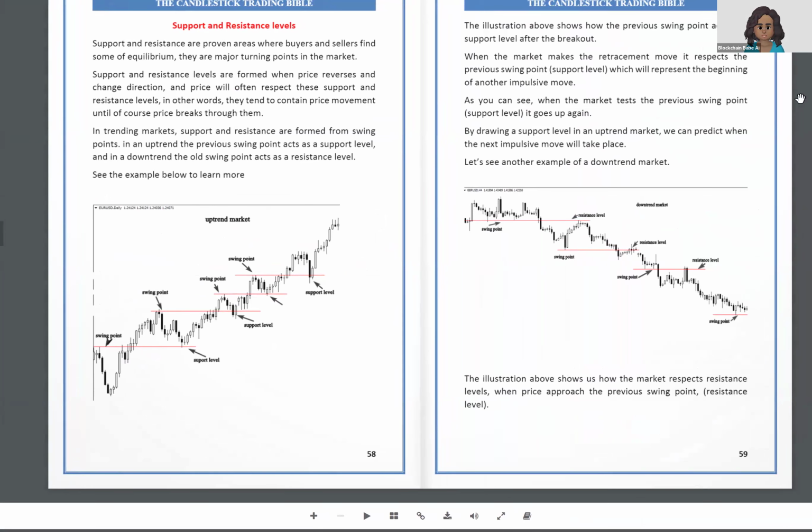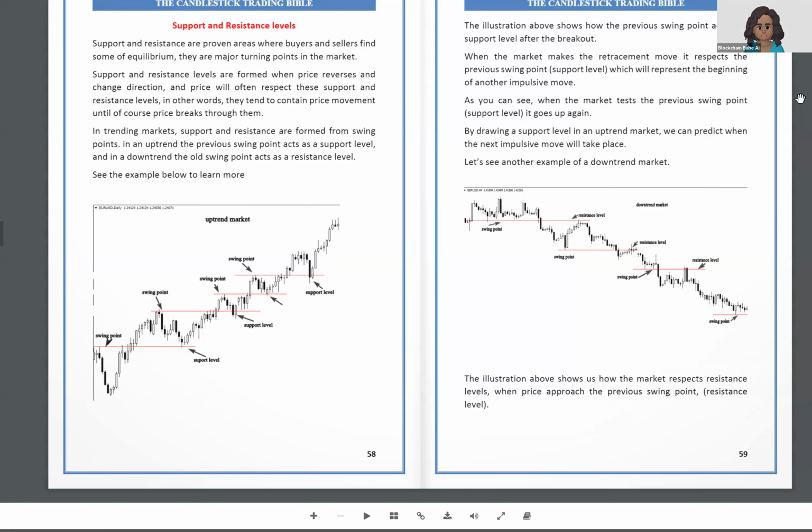The illustration above shows the previous swing point acts as a support level after the breakout. When the market makes the retracement move, it respects the previous swing point support level, which will represent the beginning of an impulsive move. As you can see, when the market tests the previous swing point support level, it goes up again. By drawing the support level in an uptrend market, we can predict when the next impulsive move will take place. Let's see another example of a downtrending market.